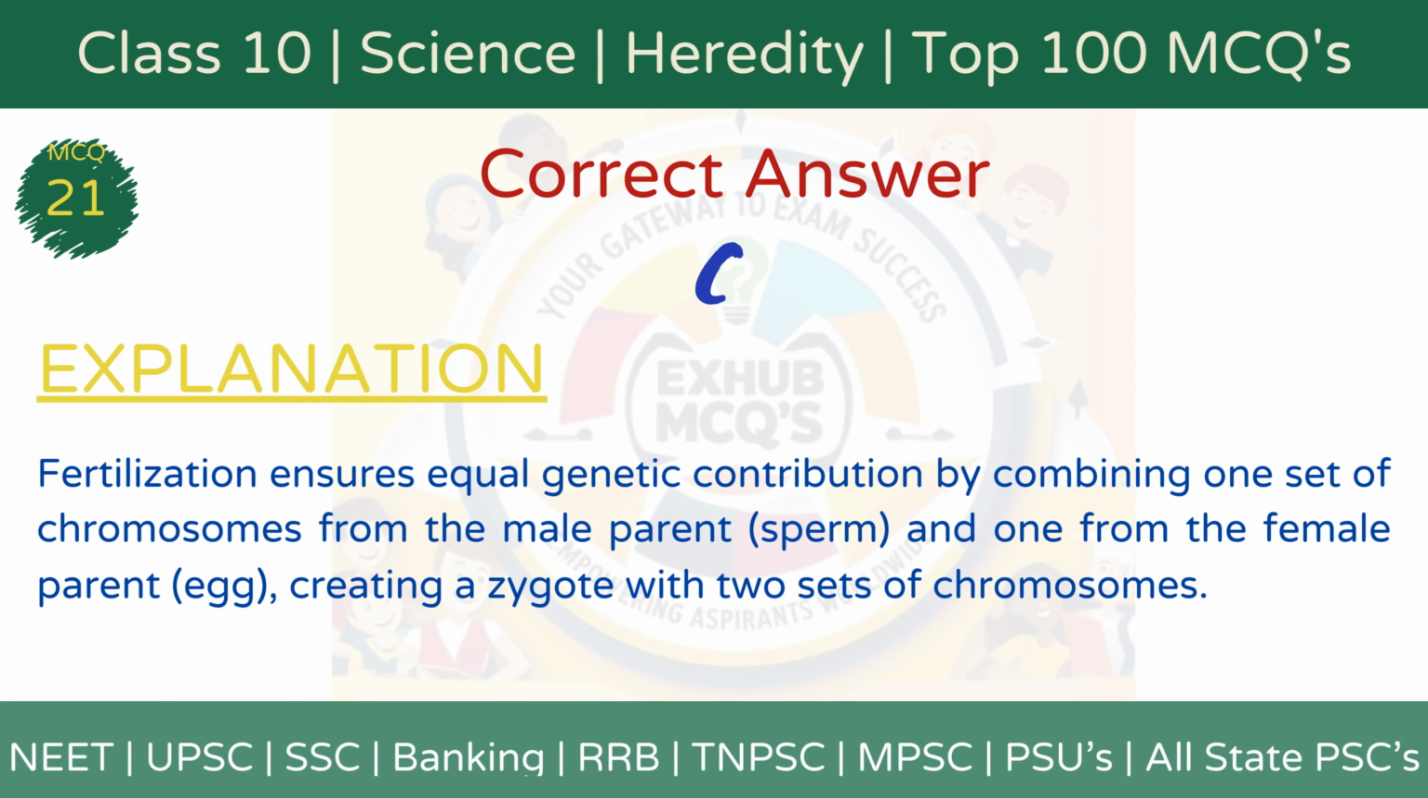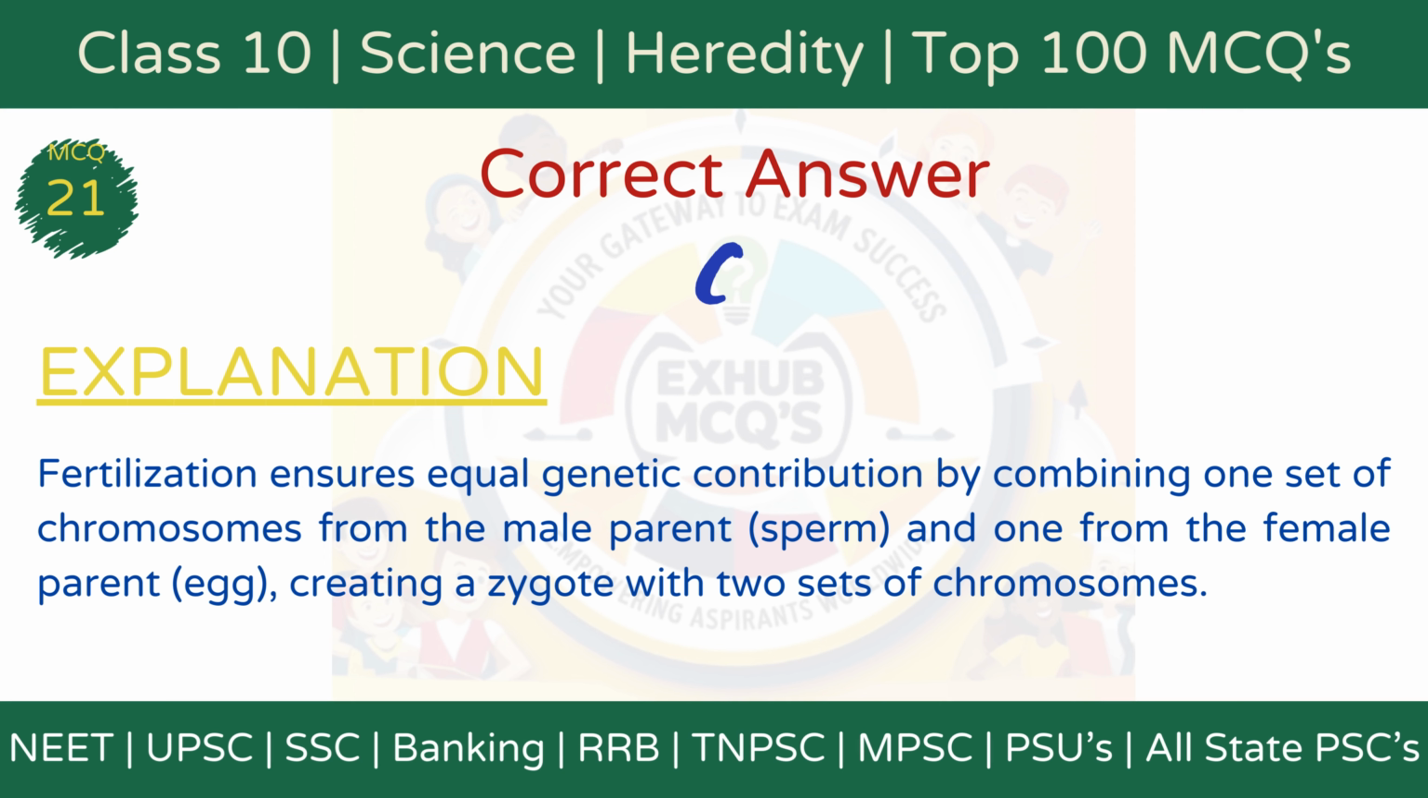The correct answer is option C, fertilization. Explanation: fertilization ensures equal genetic contribution by combining one set of chromosomes from the male parent sperm and one from the female parent egg, creating a zygote with two sets of chromosomes.